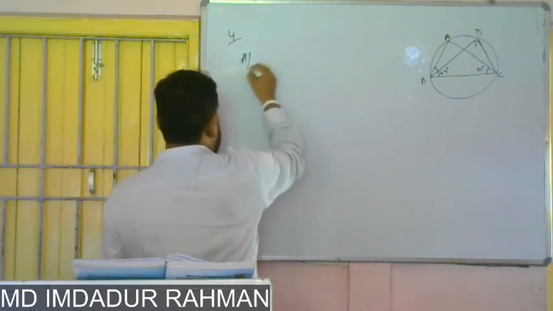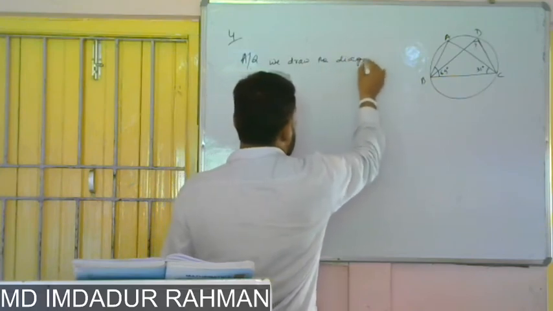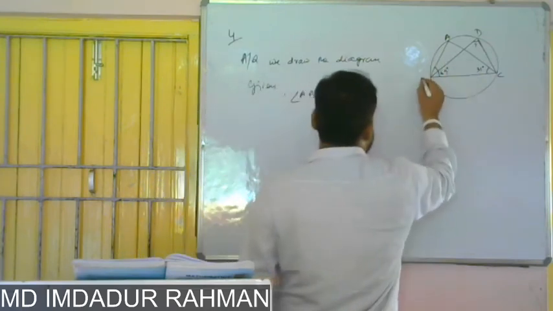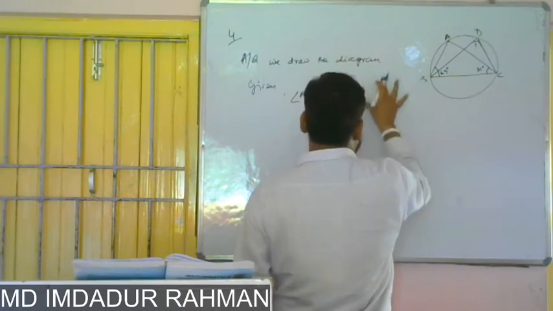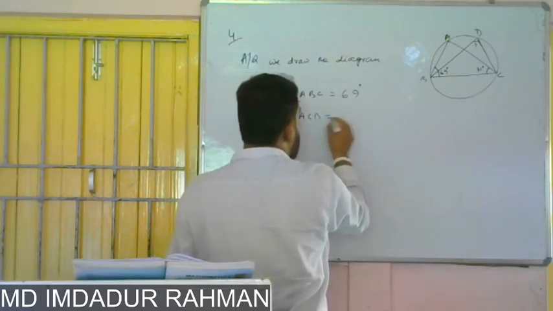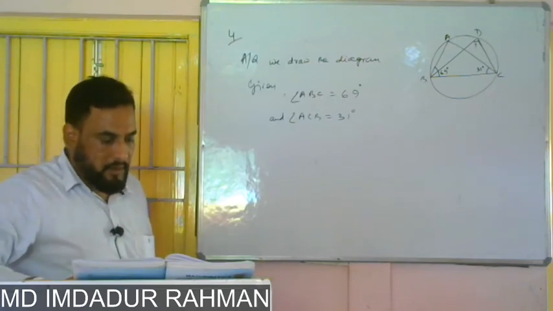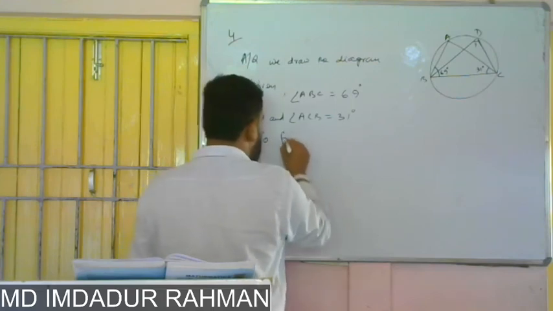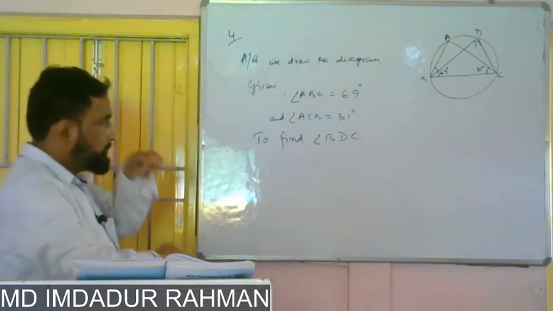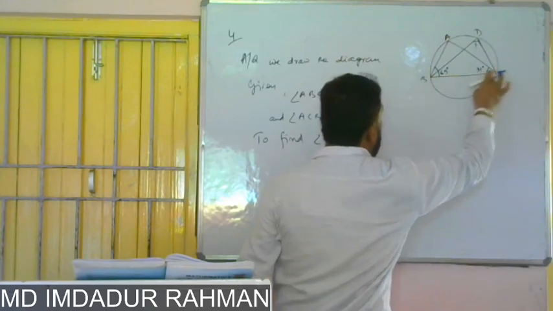So, according to the question, we draw the diagram. Here given angle ABC is equal to 69 degree and angle ACB is equal to 31 degree. We have to find out angle BDC. So, to find out BDC, we have to consider this triangle ABC.